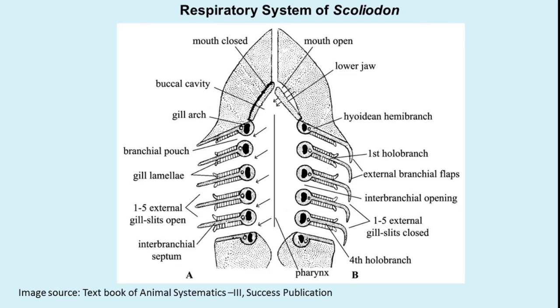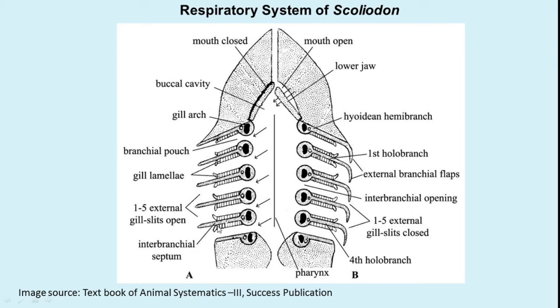The gill pouches, if you see, are situated in the lateral walls of the pharynx. So this is the pharynx, and the lateral walls of the pharynx are going to bear the gill pouches, which we have already seen when we were studying about the external characters of Scoliodon, and are arranged in series on either side. If you see here, they are arranged in the series.